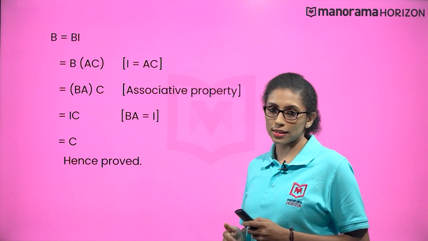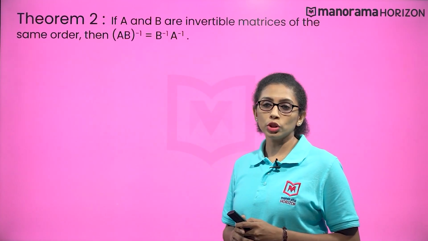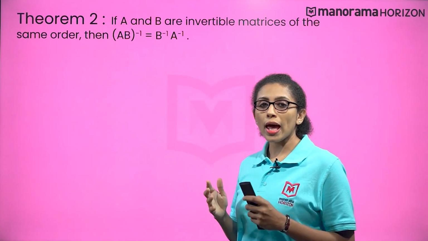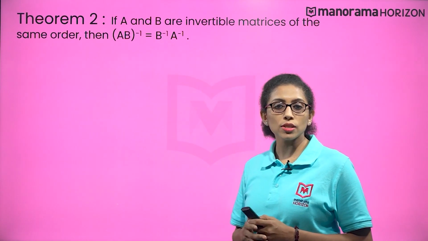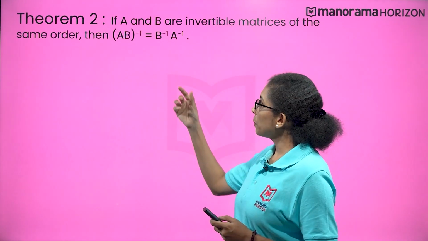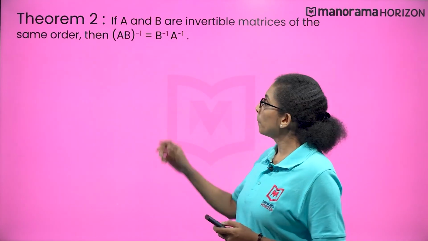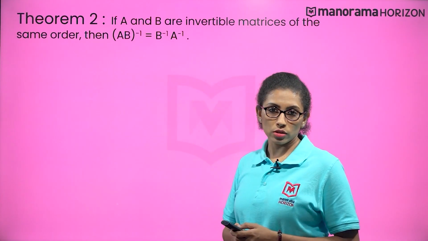Now, let's see the next theorem. Theorem number 2, statement: if A and B are invertible matrices of the same order, then (AB) inverse is equal to B inverse into A inverse.